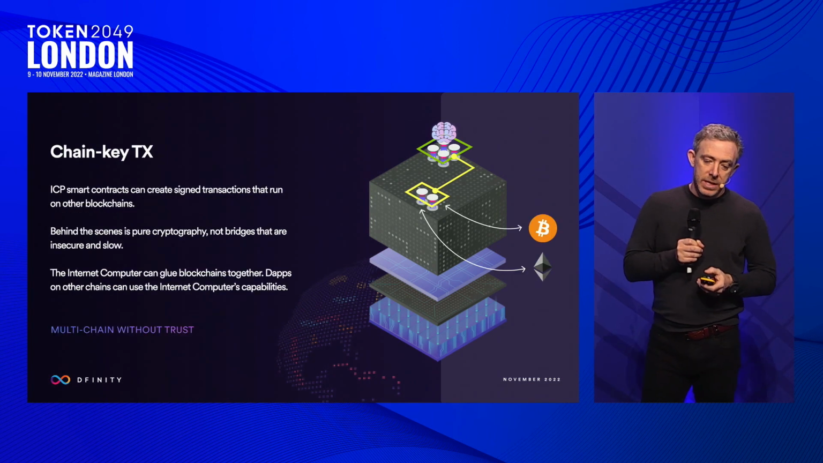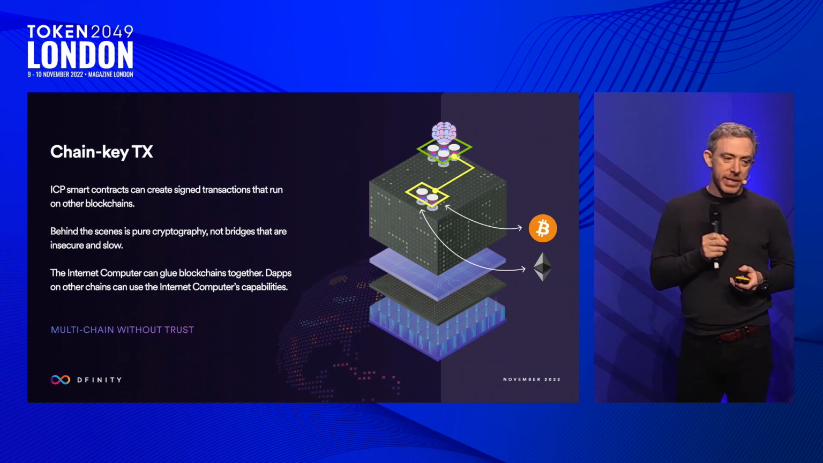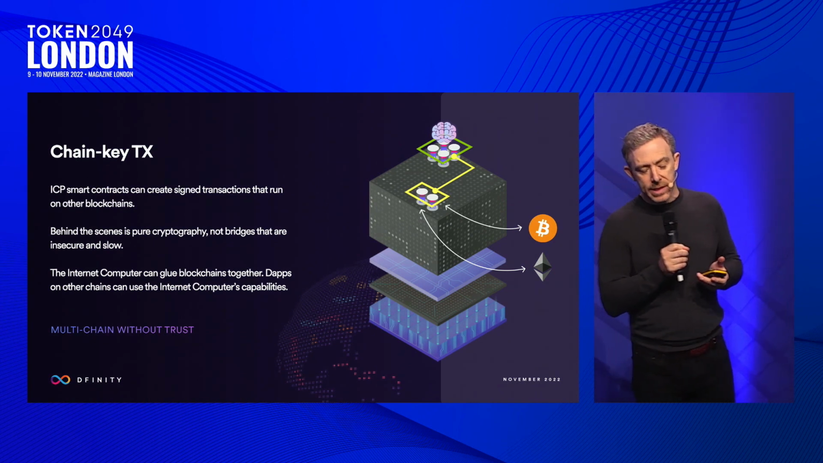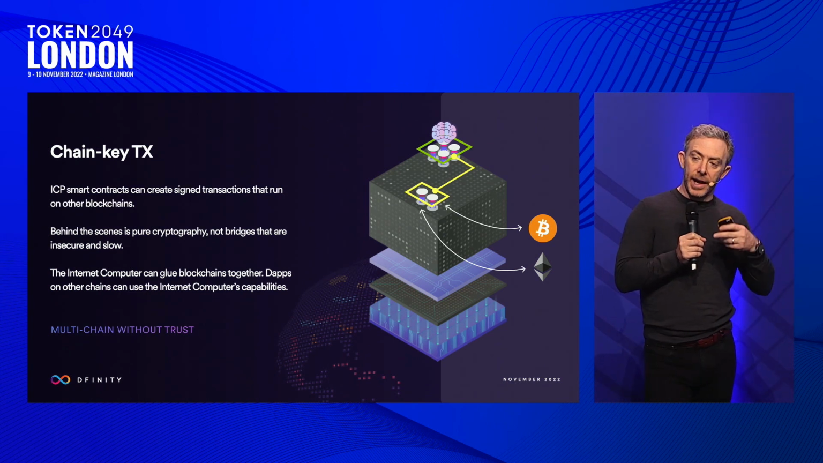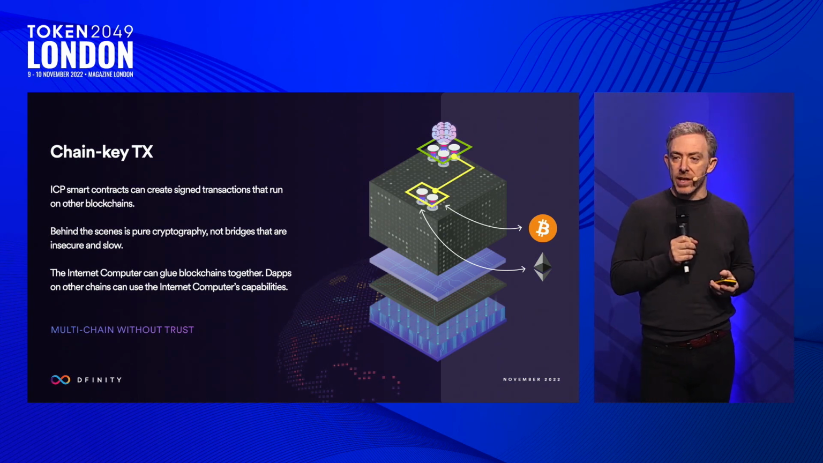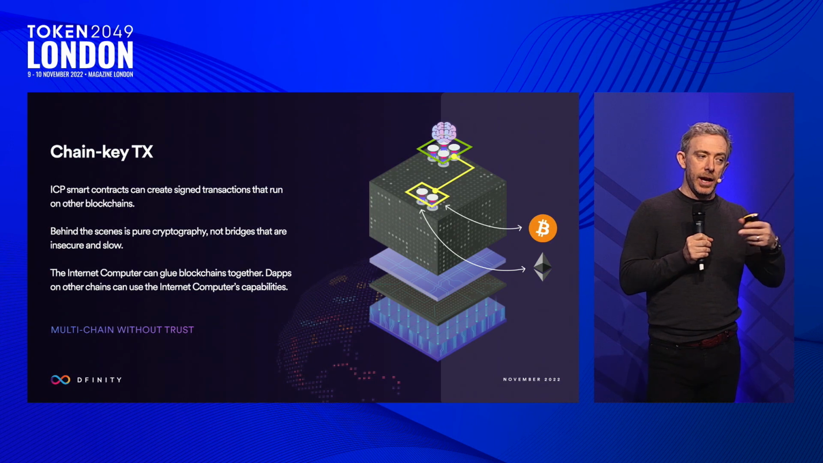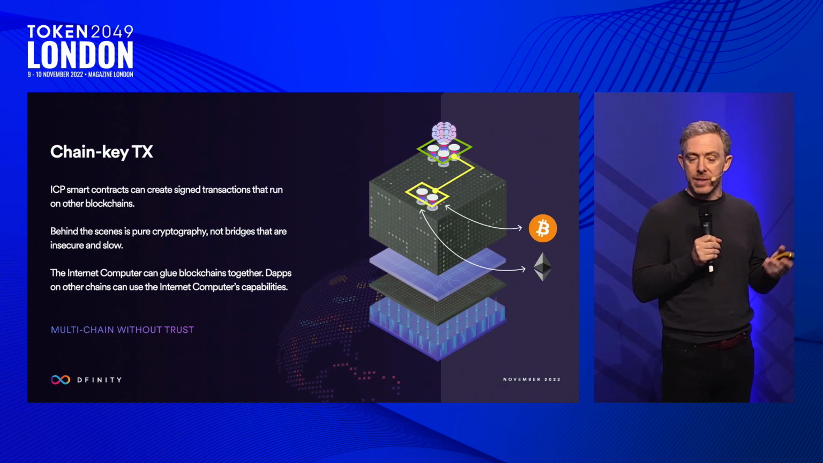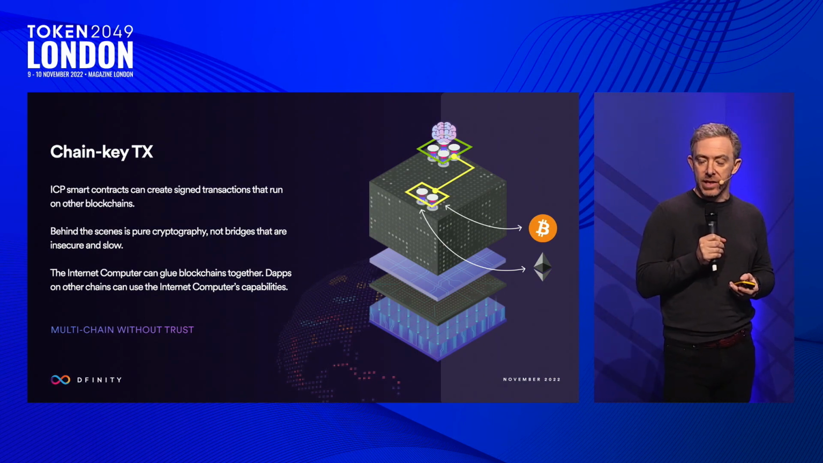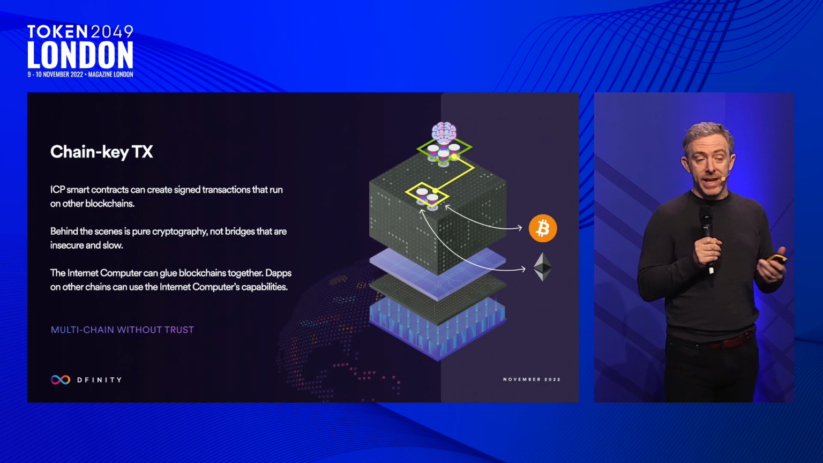All right. So something else, maybe getting a bit technical, but there's a technology called chain key transactions that enables smart contracts on the internet computer to create signed transactions in other blockchains. It's just literally coming into production now. It's been running for some time, just waiting to be signed off by the governance system. So for example, you can create native Bitcoin DeFi.